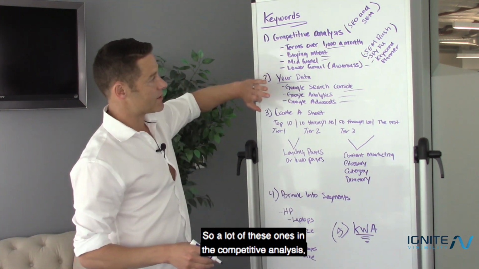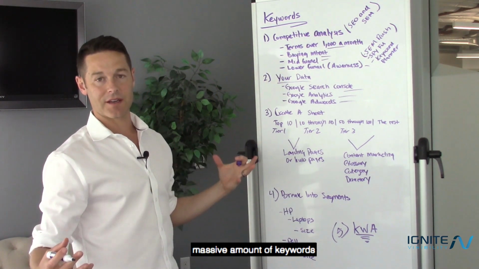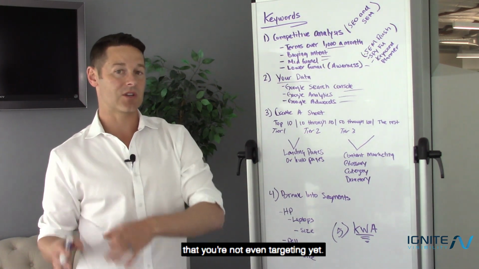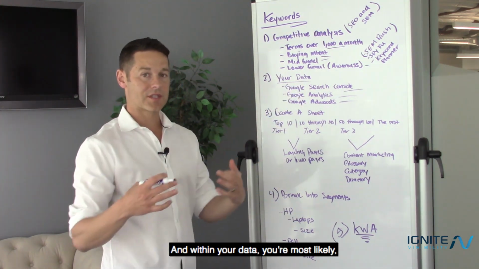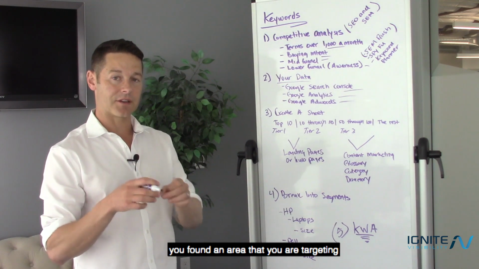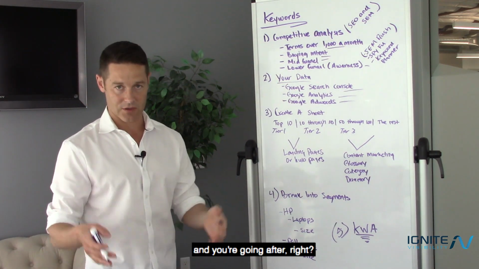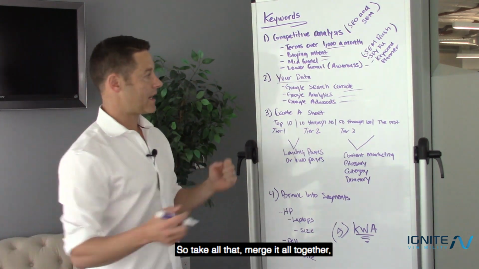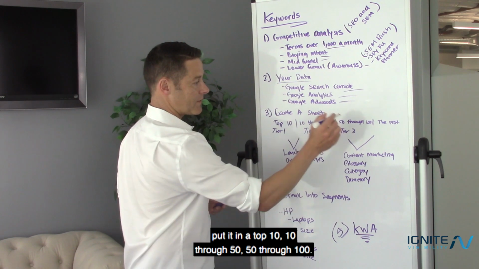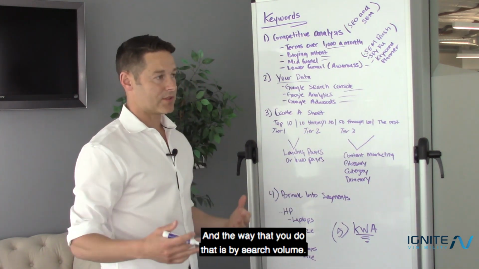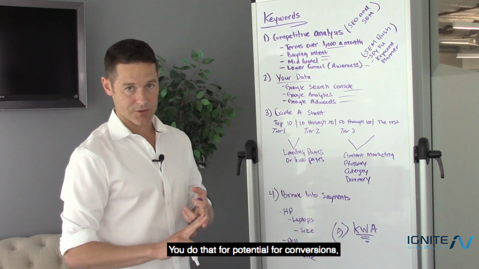So a lot of these ones in the competitive analysis, you're gonna find huge gaps, massive amount of keywords that you're not even targeting yet, right? So you'll have that on your sheet, and within your data, you're most likely, if you pulled it from there, you found an area that you are targeting and you do have a landing page for and you're going after, right? So take all that, merge it all together, put it in a top 10, 10 through 50, 50 through 100, and the way that you do that is by search volume. You do that by potential for conversions, right?